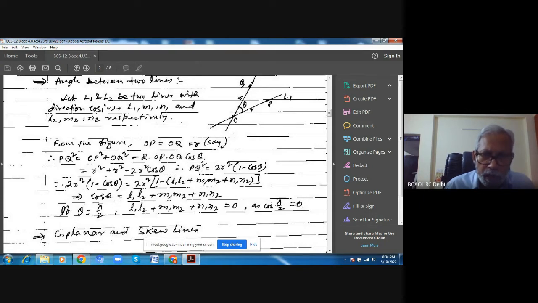So ultimately PQ square is equal to, you can take the right hand side, 2R square (1 plus cos theta). Basically it is a formation like this. Then after this formation, 1 minus cos theta, then this is 2R square (1 minus cos theta), again R square. You can put it in L1, L1 and then M1, M2, N1, N2. This way you can also, because it is basically the theory part.